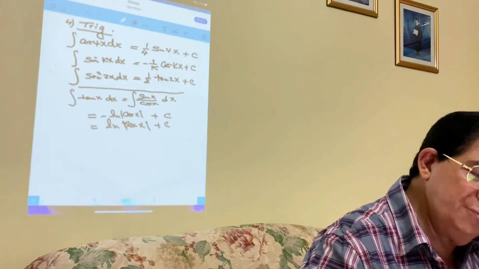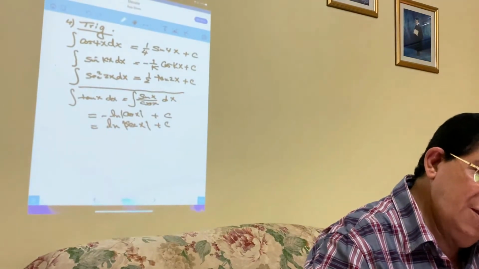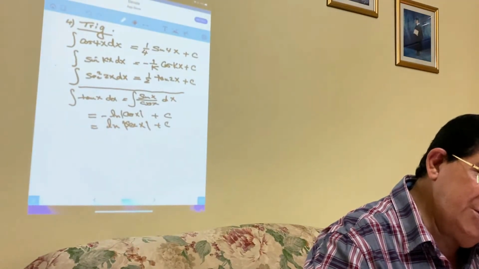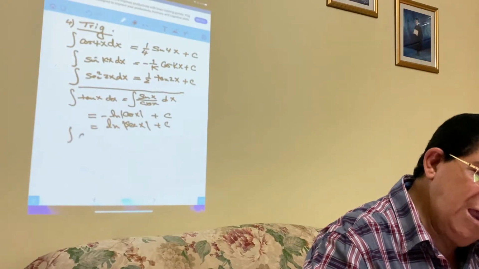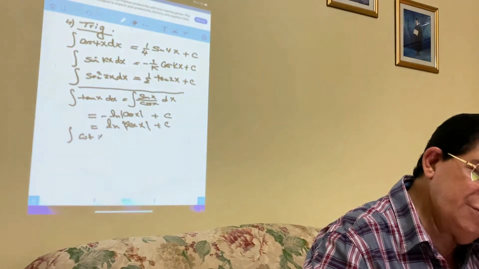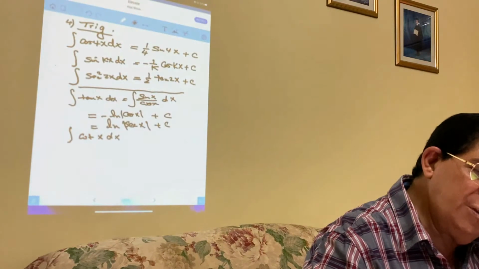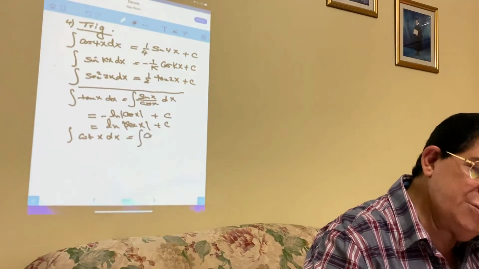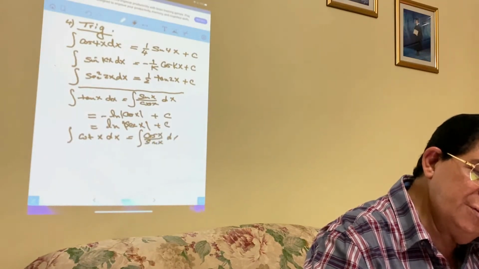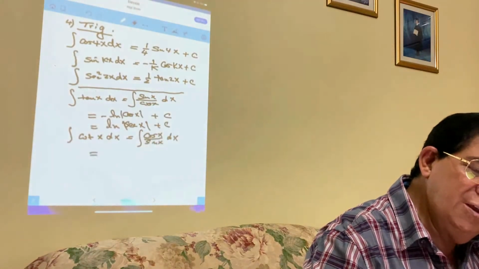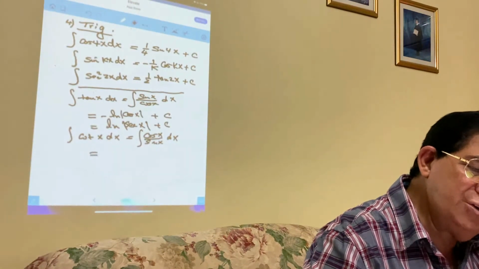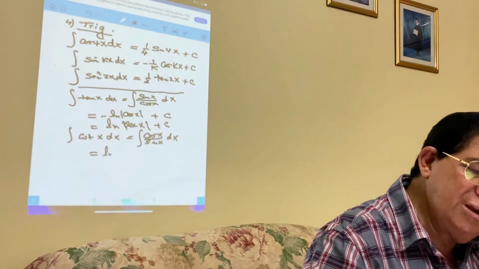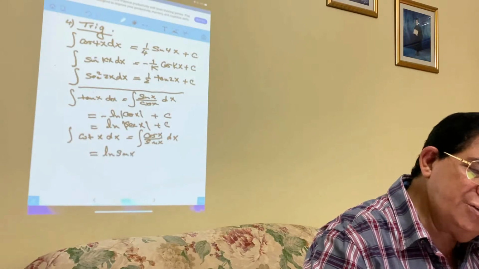Now, the same thing if we integrate cotan x dx. We write this as the integration of cosine x over sine x dx. And now this is the differentiation of this. The answer is ln sine x plus c.